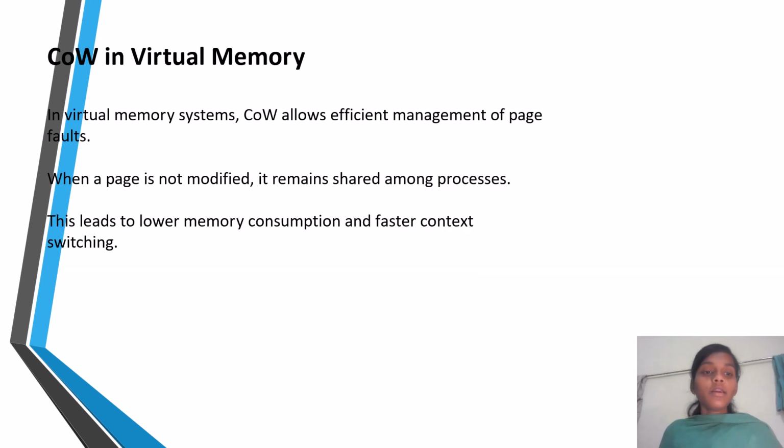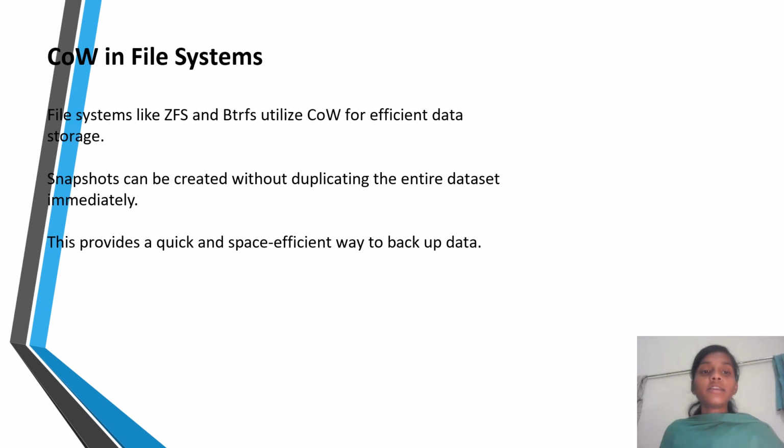COW in virtual memory. In virtual memory, copy on write allows efficient management of page faults. When a page is not modified, it remains shared between processes. It leads to lower memory consumption and faster context switching. Next, COW in file systems. File systems like ZFS and BTRFS utilize COW for efficient data storage. Snapshots can be created without duplicating the entire dataset immediately. This provides a quick and space efficient way to back up data.